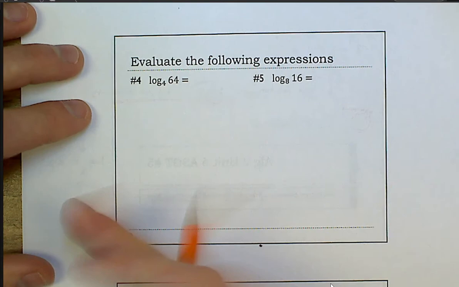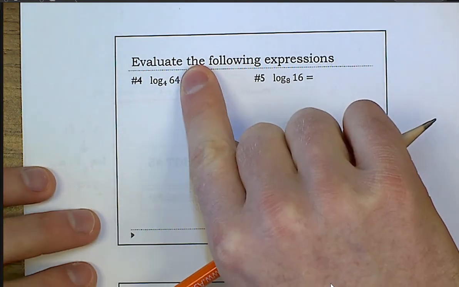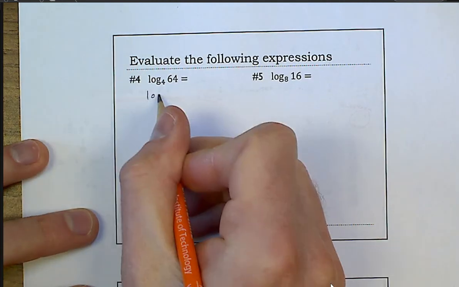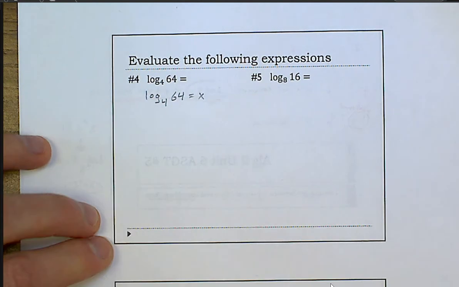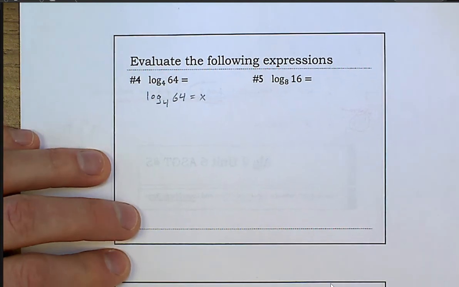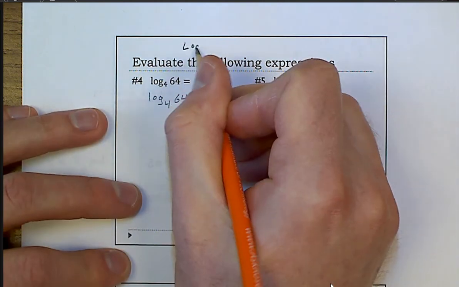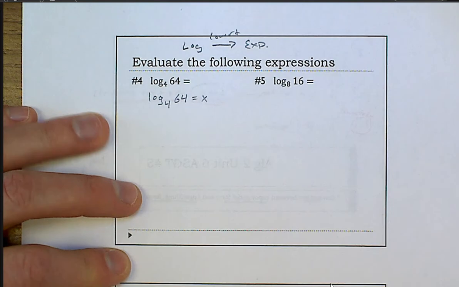So we're going to evaluate some of these logarithms. Now, a lot of times in the textbook, you won't see an equal sign. It'll just be like that. What I always do is I would write it as log base 4 of 64 equals x. So now we want to convert that into exponent form. If something is in log form, we want to convert to exponent form so that we can solve it. So how would we convert this?